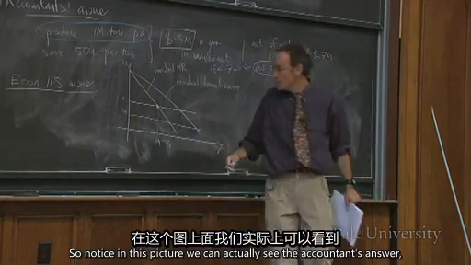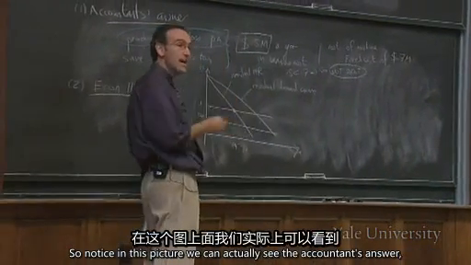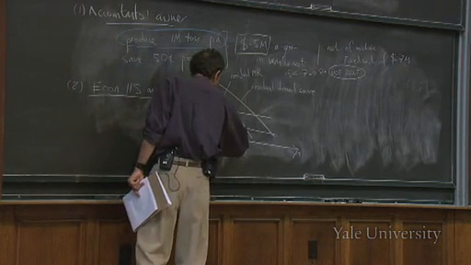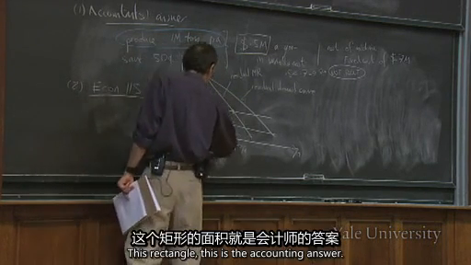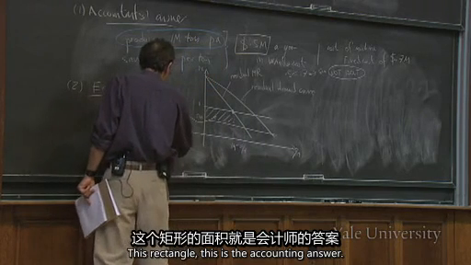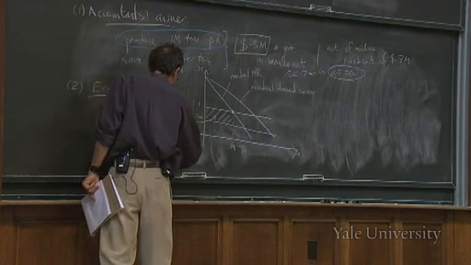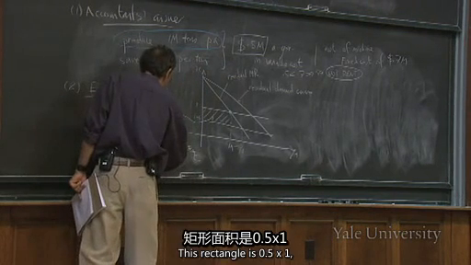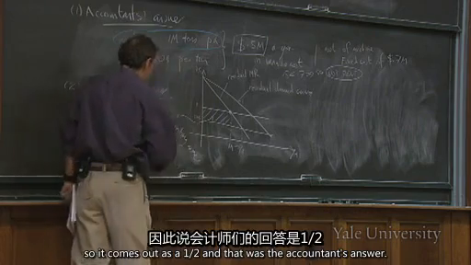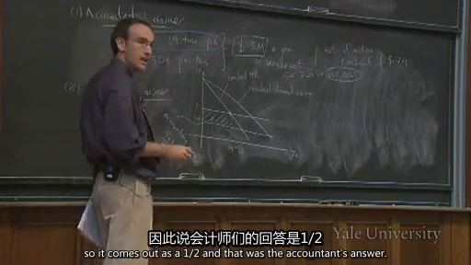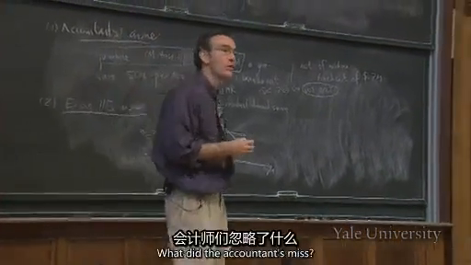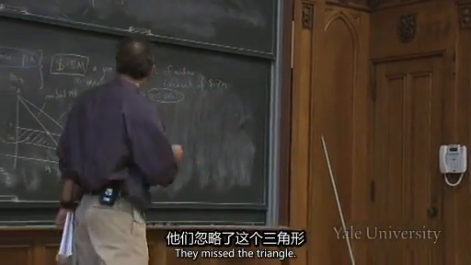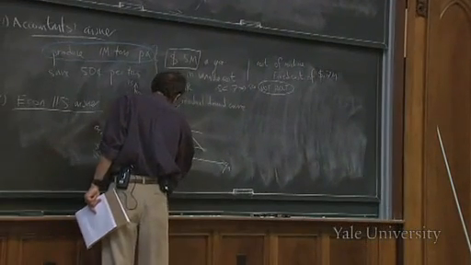Is that correct? So notice in this picture, we can actually see the accountant's answer, the boring answer. The boring answer is this rectangle. This rectangle is the accounting answer. This rectangle is 0.5 times 1. So it comes out as a half. And that was the accountant's answer. And what did they miss? What did the accountants miss? They miss the triangle. They miss this triangle.